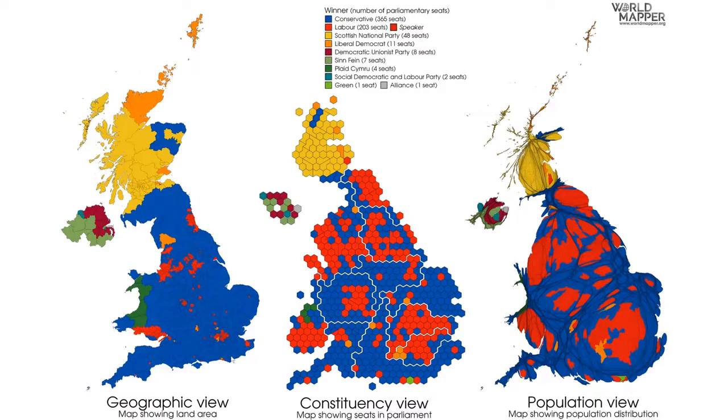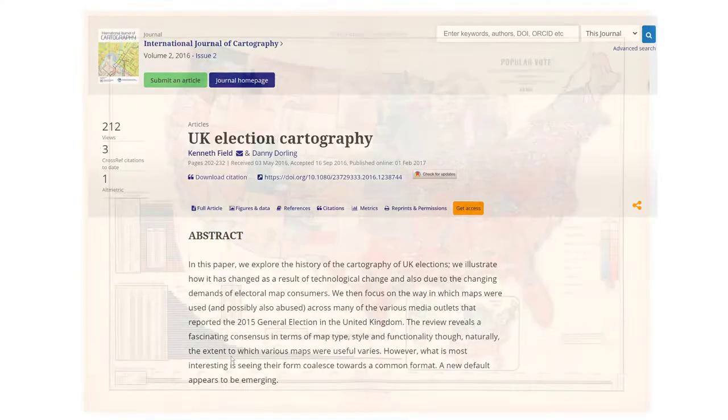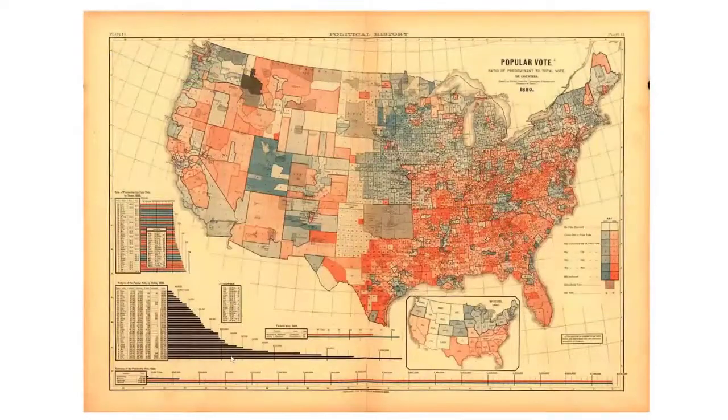Now, that's a brief view of some of the UK political geography. If you're interested in a deeper dive into that, I did actually write a paper with Danny Dorling on this a couple of years ago in the International Journal of Cartography. But we're going to switch our attention to the US, and we'll start off with this particular map.